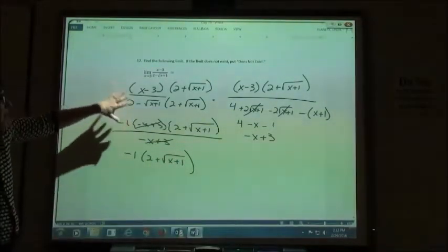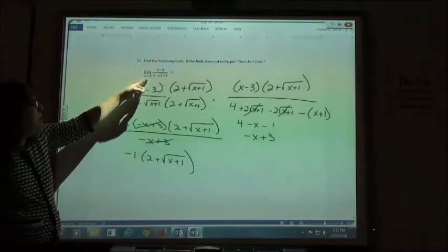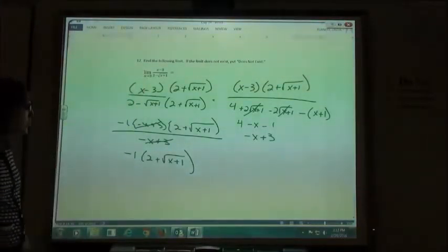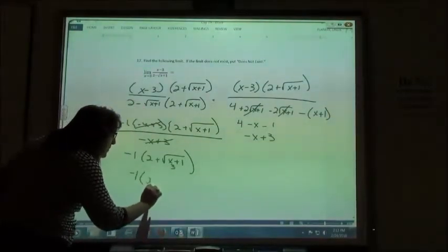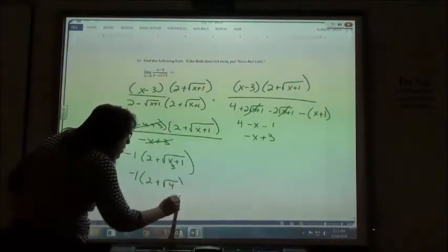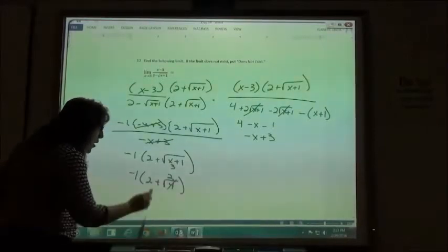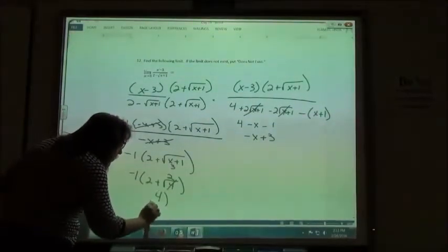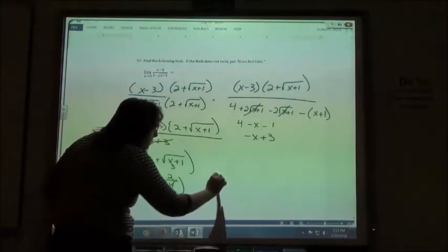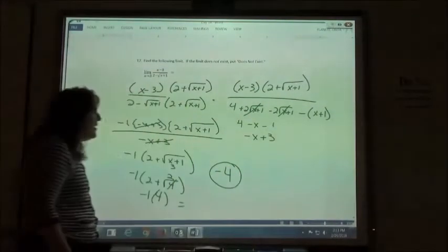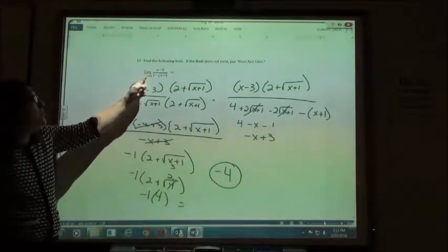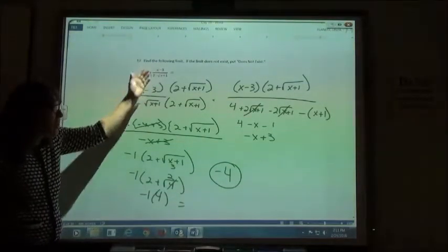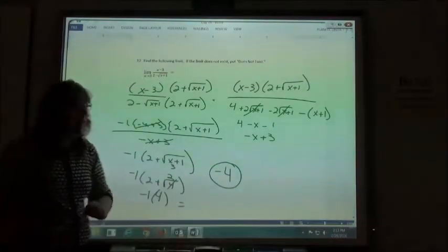I've got that simplified as much as I can. I'm now going to evaluate it as x approaches 3. So I'm going to put 3 in for my x. Negative 1 times 2 plus the square root of 4. Square root of 4 is 2. 2 plus 2 is 4. Negative 1 times 4 gives me the limit of negative 4. So as x approaches 3, my expression is going to approach a limit of negative 4.